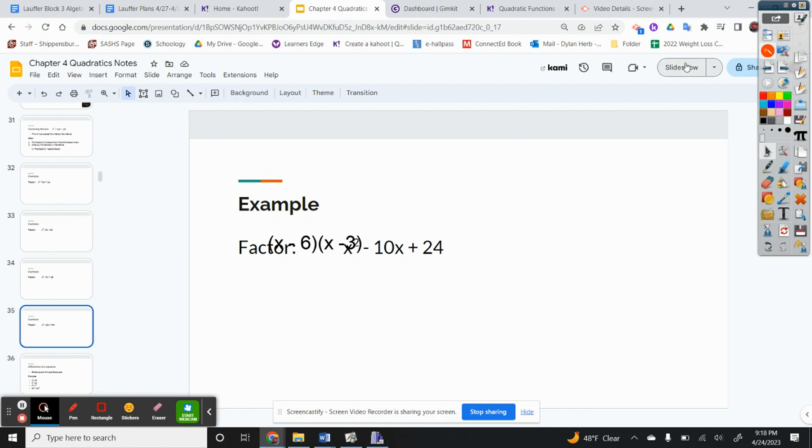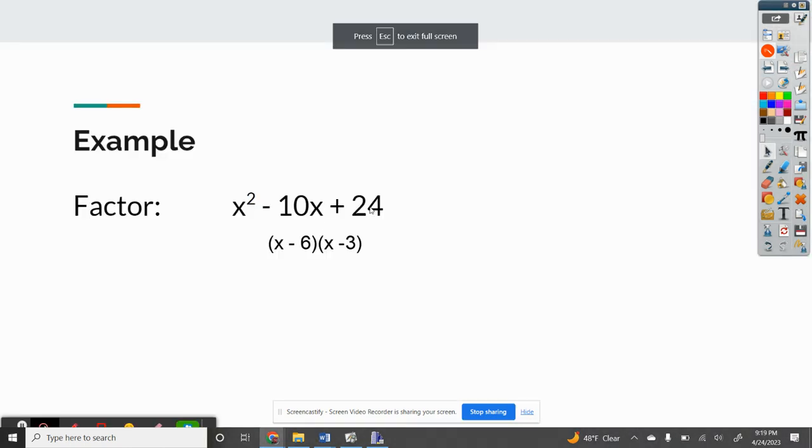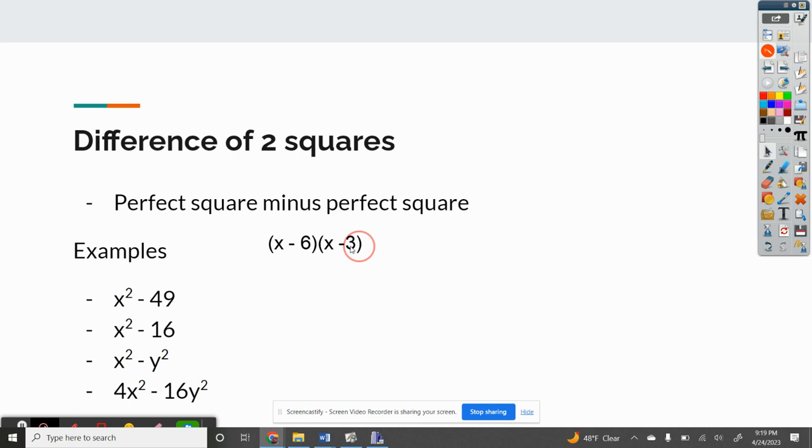The examples that have a positive number at the end and a negative number in the middle means both of your factors have to be negative. The only way to multiply to a positive and add to a negative is for both numbers to be negative. So you've got to be careful there.